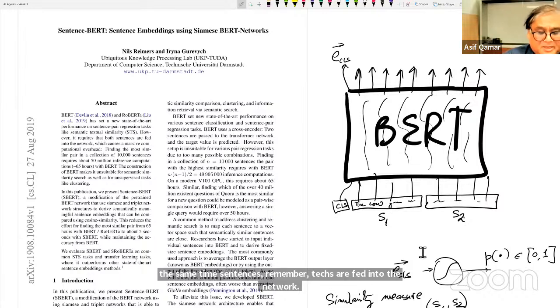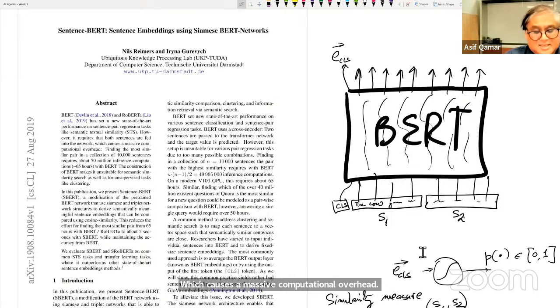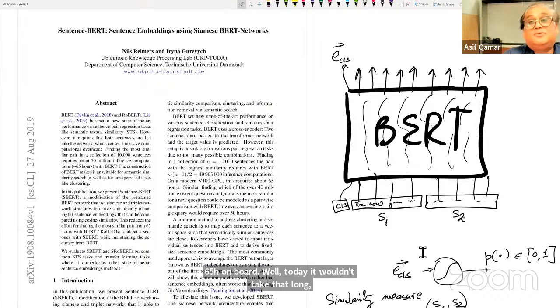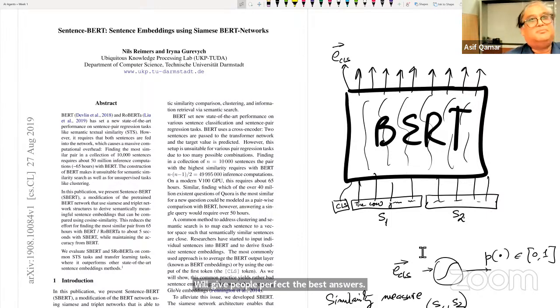Finding the most similar pair in a collection of 10,000 sentences requires about 50 million inference computes, 65 hours on board. Well, today it wouldn't take that long, but in those days, yes. 65 hours to do one query. So imagine that if Google said, now, great, we'll give people the best answers. Every time you entered a query, it says, come back in 3 days.